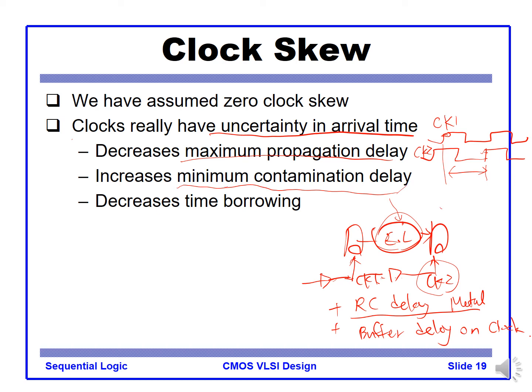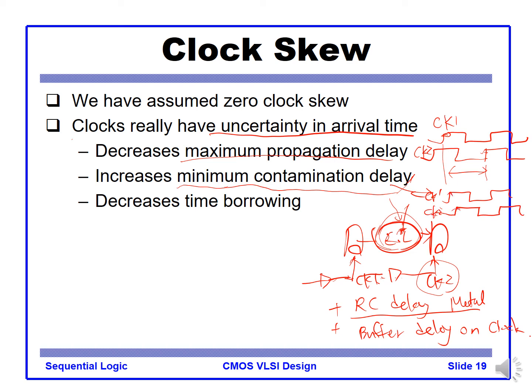What about the minimum contamination delay? In that case, how can we increase the contamination delay? If the clock phase 1 is slower on this. For this example, the minimum contamination delay, the minimum fast delay allowed for the combinational logic, if the clock phase comes early, CK1, the CK2, like that.